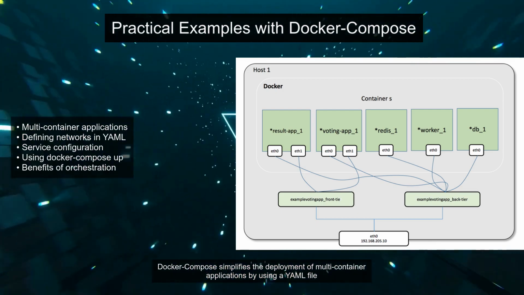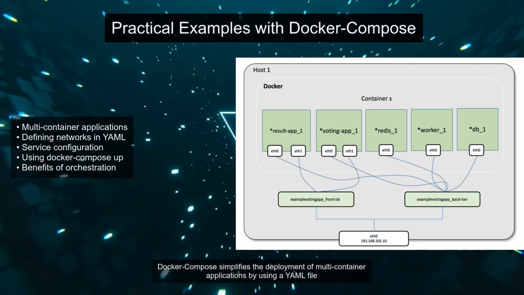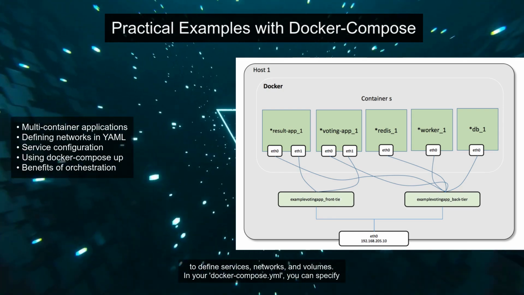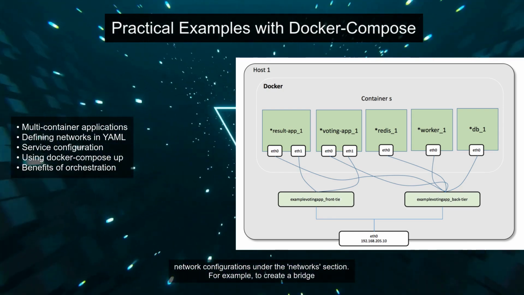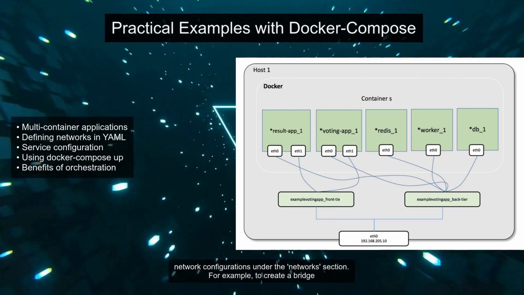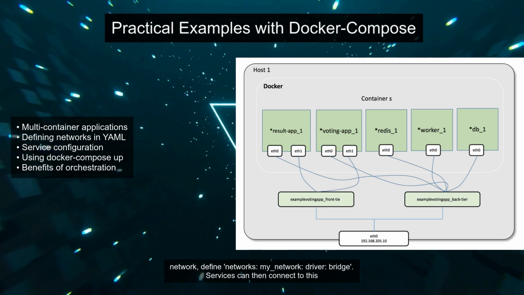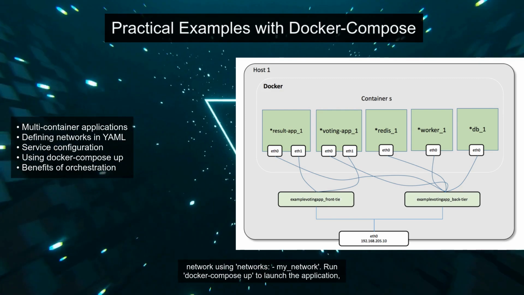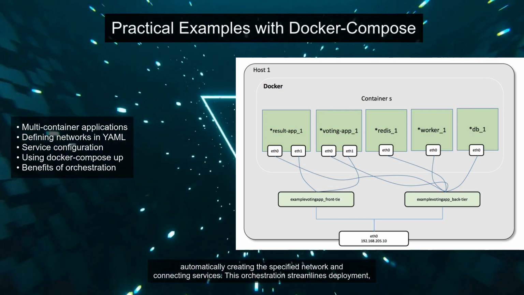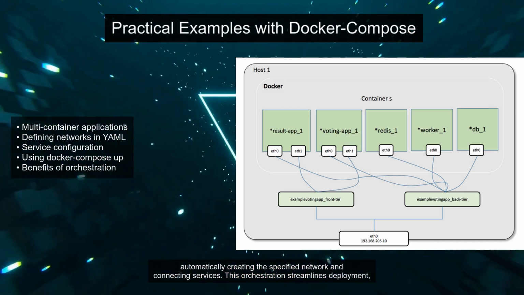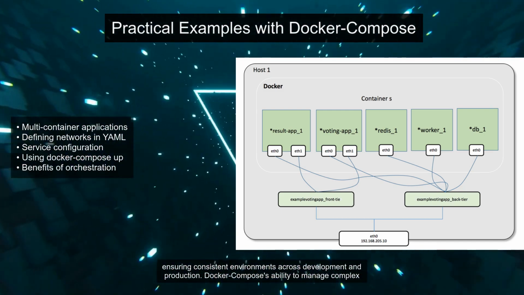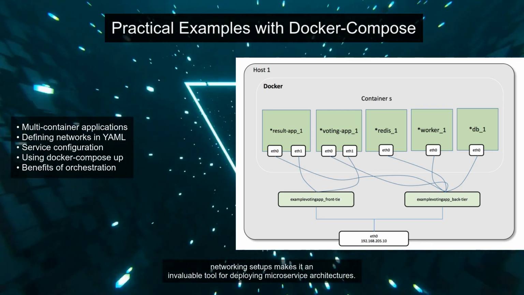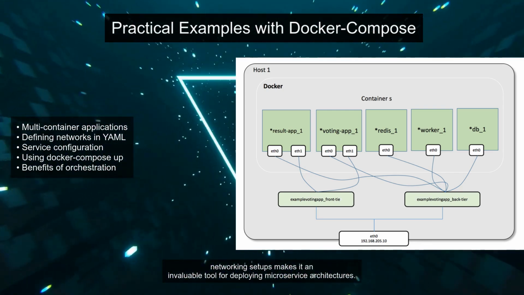Docker Compose simplifies the deployment of multi-container applications by using a YAML file to define services, networks, and volumes. In your docker-compose.yml, you can specify network configurations under the networks section. For example, to create a bridge network, define networks, my_network, driver, bridge. Services can then connect to this network using networks, my_network. Run docker compose up to launch the application, automatically creating the specified network and connecting services. This orchestration streamlines deployment, ensuring consistent environments across development and production. Docker Compose's ability to manage complex networking setups makes it an invaluable tool for deploying microservice architectures.